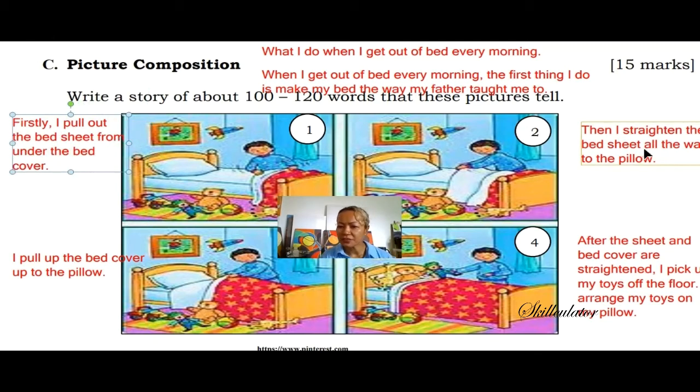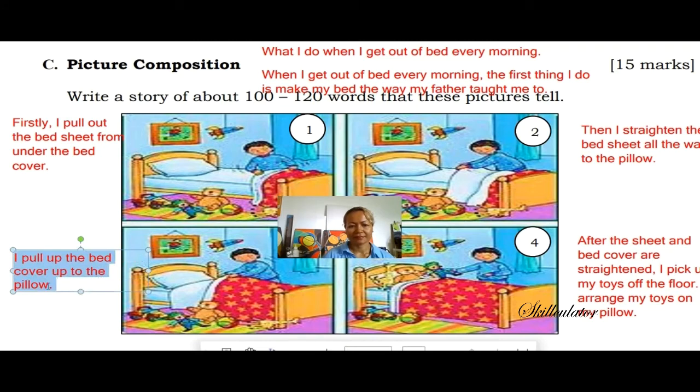Then I straighten the bed sheet all the way to the pillow. Then the third picture we'd put up, I pull up the bed cover up to the pillow. Or we can add up and straighten out. So when you're making your bed and you pull the sheets up to the pillow, you kind of smooth the sheets over to make sure there are no big wrinkles on it, that there are no big folds or lumps, that's everything out smooth, right?